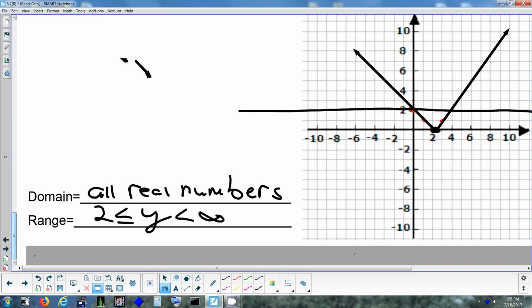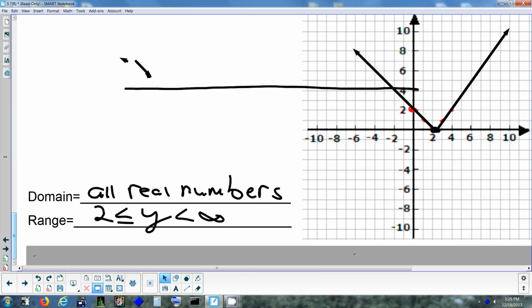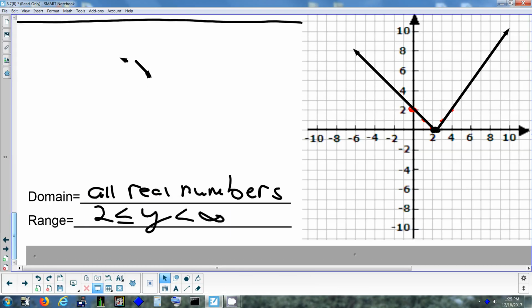So y is greater than or equal to 2, at a minimum 2, but it has to be less than infinity because we can't go higher than that. Or you could write out the whole sentence: the range is all numbers from 2 up to infinity. This is just a quicker way. Please change the 8 I accidentally wrote to infinity.